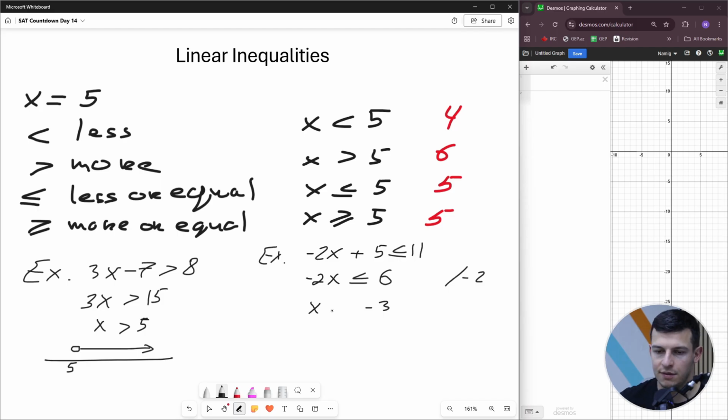But all I need to be paying attention to here is to change the sign. Whenever we're dividing or multiplying by a negative value, the sign always has to change to the opposite. And now we have x is greater than or equal to -3. So if this is -3, I'm going to put a full circle here, not a gap like this one here on the left, because -3 is part of it, and -3 to positive infinity would be the solution to this.